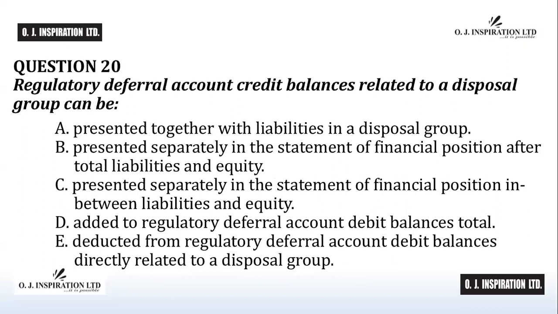Question number 20. Regulatory deferral account credit balances related to a disposal group can be A, presented together with liabilities in a disposal group. B, presented separately in the statement of financial position after total liabilities and equity. C, presented separately in the statement of financial position in between liabilities and equity. D, added to regulatory deferral account debit balances total. E, deducted from regulatory deferral account debit balances directly related to a disposal group.